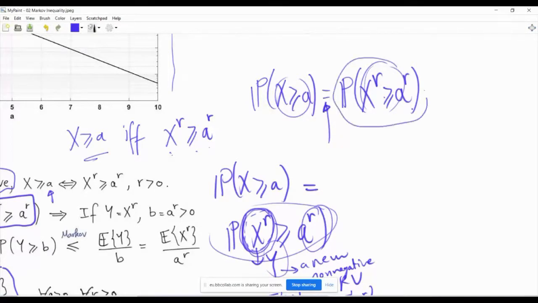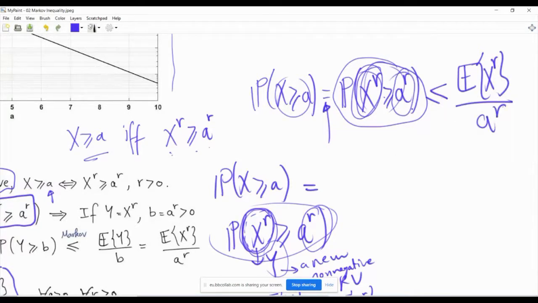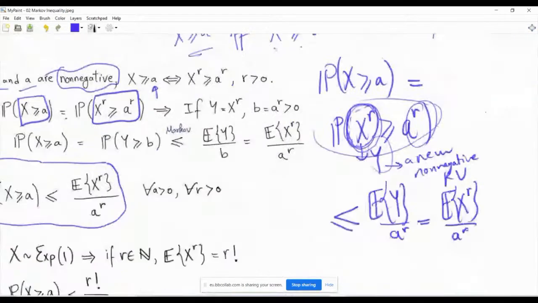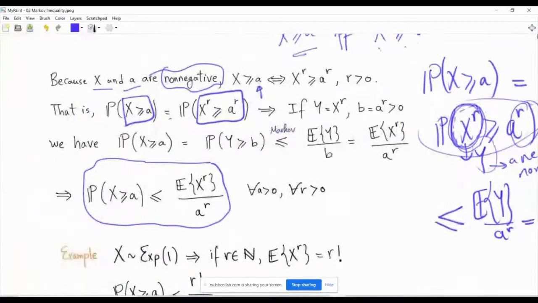Now apply Markov inequality to this. So this is less than or equal to: Markov inequality says you have a non-negative random variable, so in the numerator you put the expectation of this non-negative random variable, and then you divide by a to the power r. So we basically get ourselves one degree of freedom, a parameter to play with, which is this r.